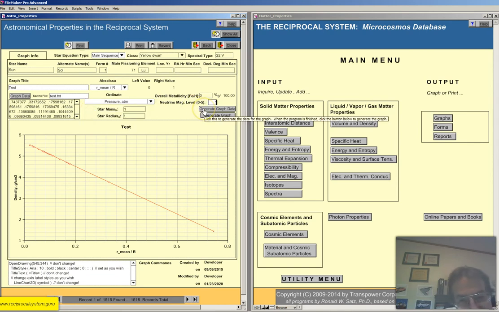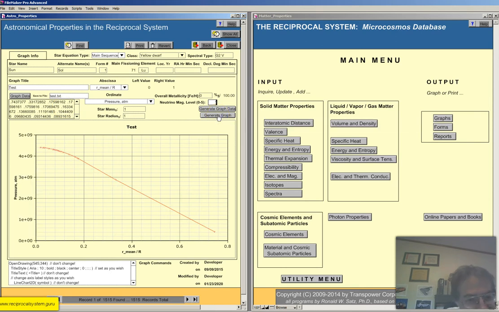Then we click here to generate the graph data. You've got to pause. There it goes. It's working. By the way, the graph data is stored here, so you can copy this out if you need to and put it into a different program, but I doubt that you would do that. Then you click here, generate the graph. So here's the pressure. Obviously it's highest pressure in the center. Look at that, billions of atmospheres, and then it comes down.